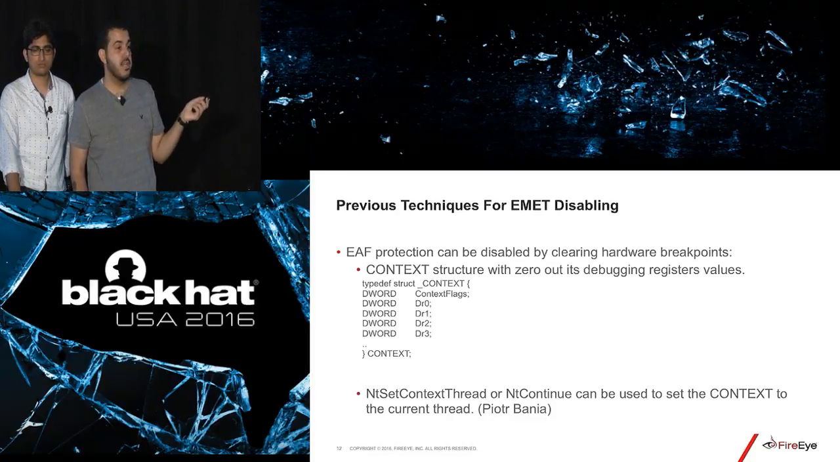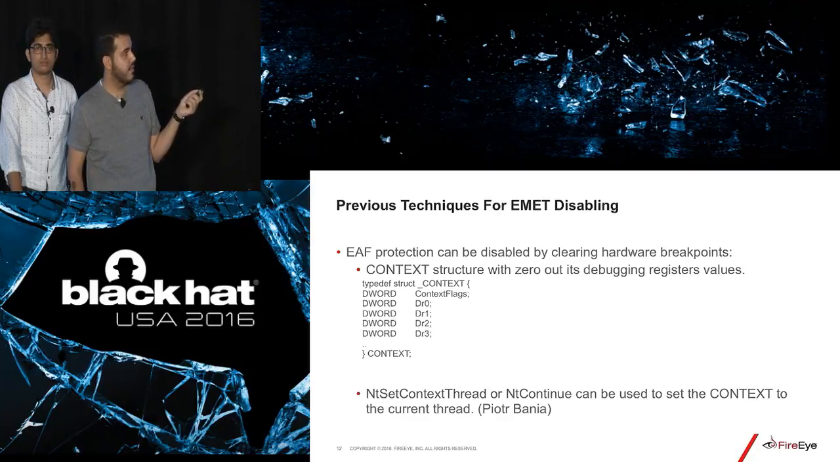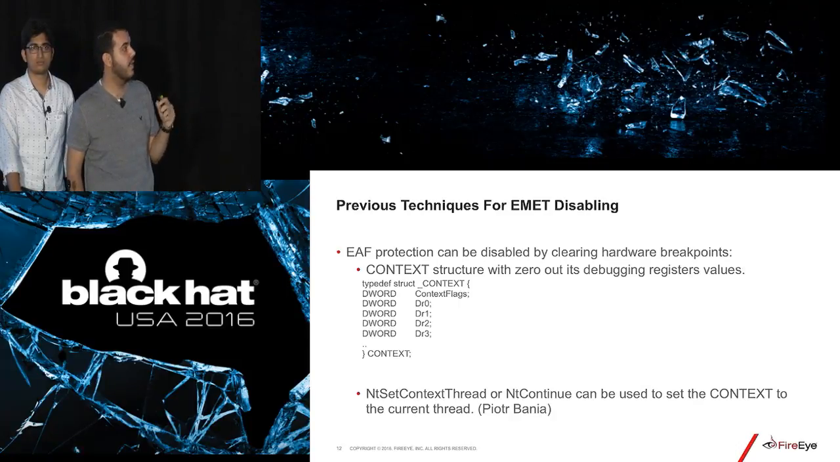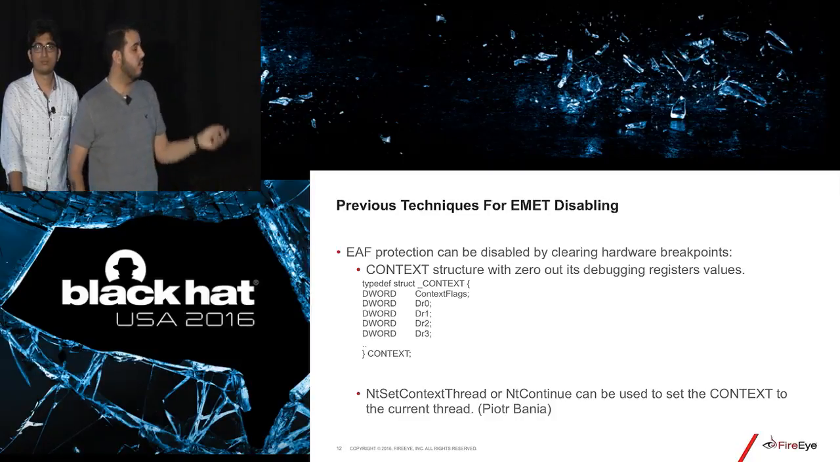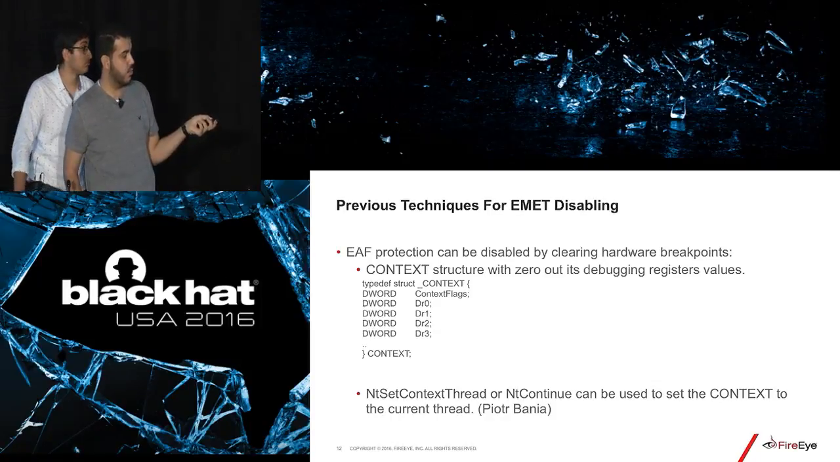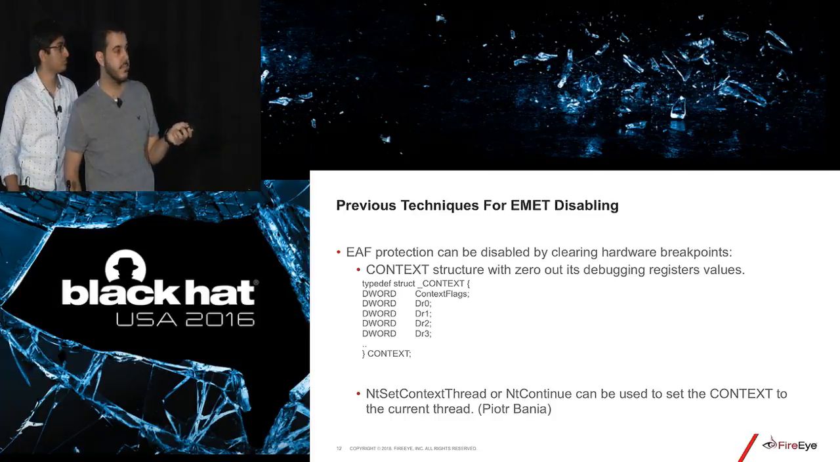To disable the EAF protection, it requires a special treatment. This is the EAF, which is capable of detecting shellcodes. Since EMET uses the debugging registers, anyone who clears out the hardware breakpoints, which are implemented by the debugging registers, can disable this protection. To do this, one way is to use the context structure to get access to the debugging registers. We can see DR0, DR1, DR2, DR3. These debugging registers are used by EMET to detect shellcodes. So zero out these registers to disable the EAF protection. Then one needs to use NtSetContextThread to set this zeroed-out context structure to the current thread and then the EAF protection is disabled.